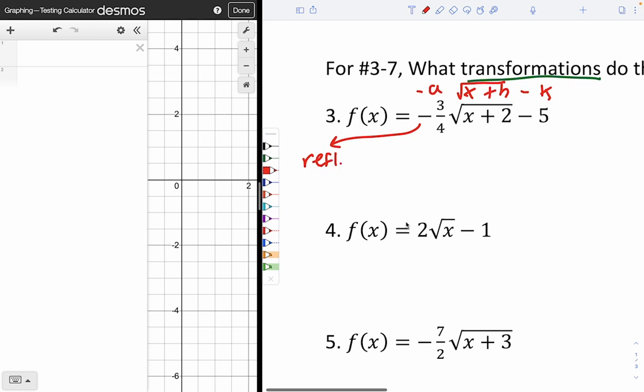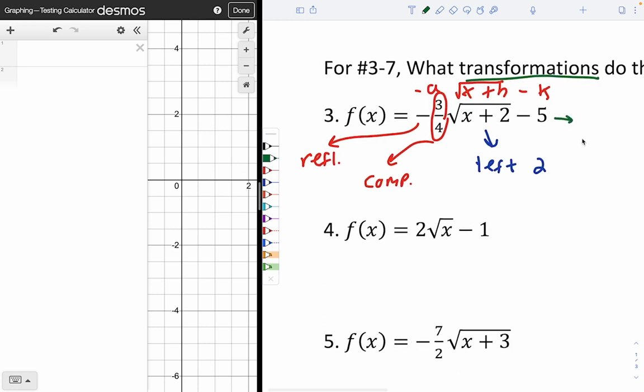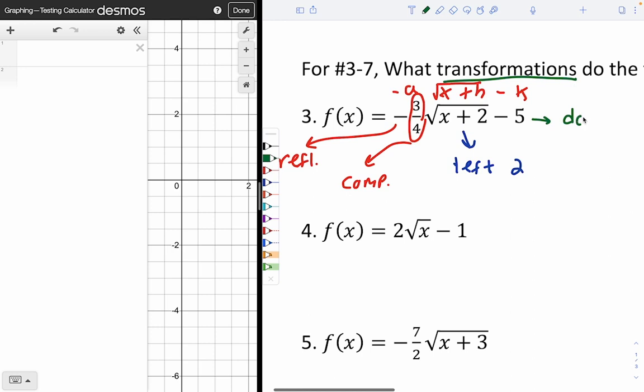Reflection. Then my a value number is 3/4. So 3/4 is between 0 and 1, so that would be a compression. Then we have an x plus 2, so that's an x plus h. So an x plus h, according to our rules, will do what? Left. So it's x plus 2, so it'll go left 2. And then finally, I have a minus k value, in this case a minus 5, so that would go down 5.